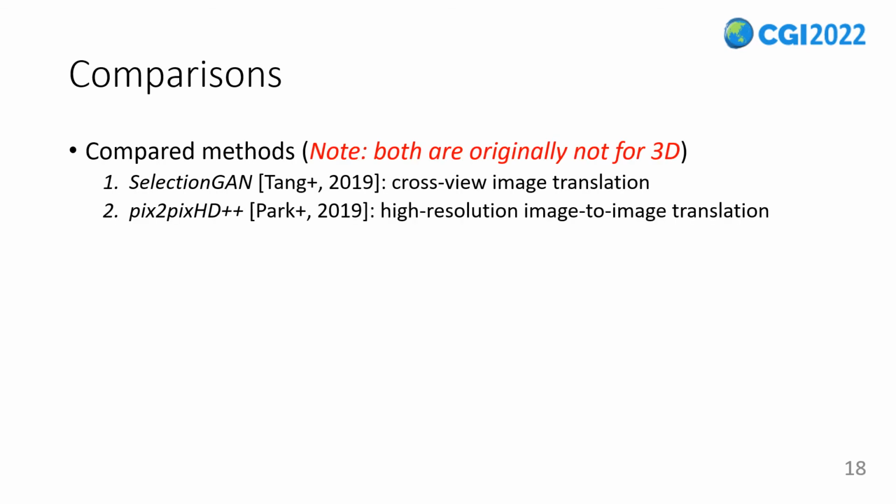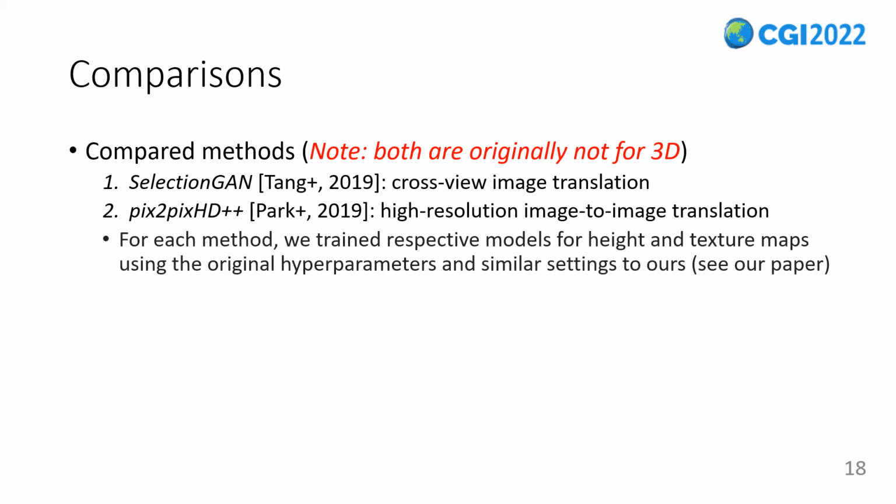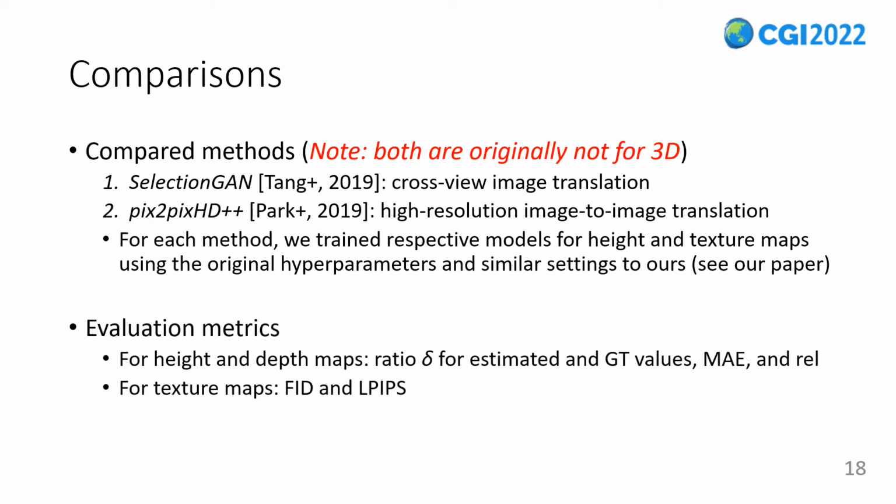We compared our method with SelectionGAN and Pix2PixHD++. Note that they are originally not for 3D. For each method, we trained respective models for height and texture maps using the authors' original hyperparameters and settings similar to ours for fair comparison. For numerical evaluation, we used these standard evaluation metrics.